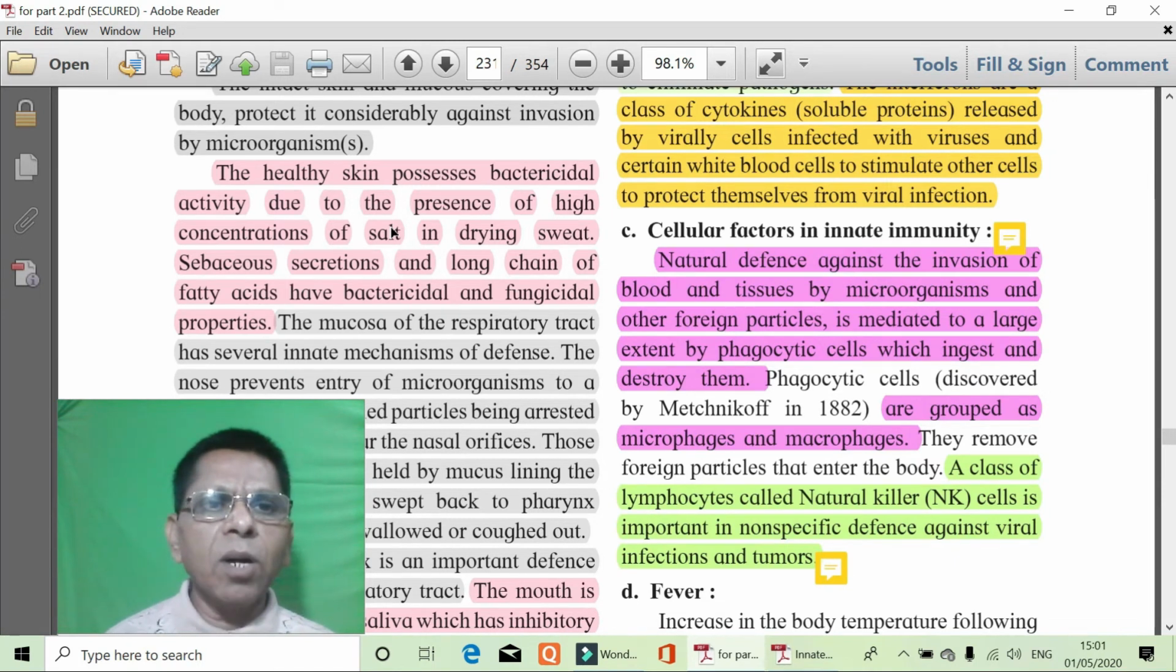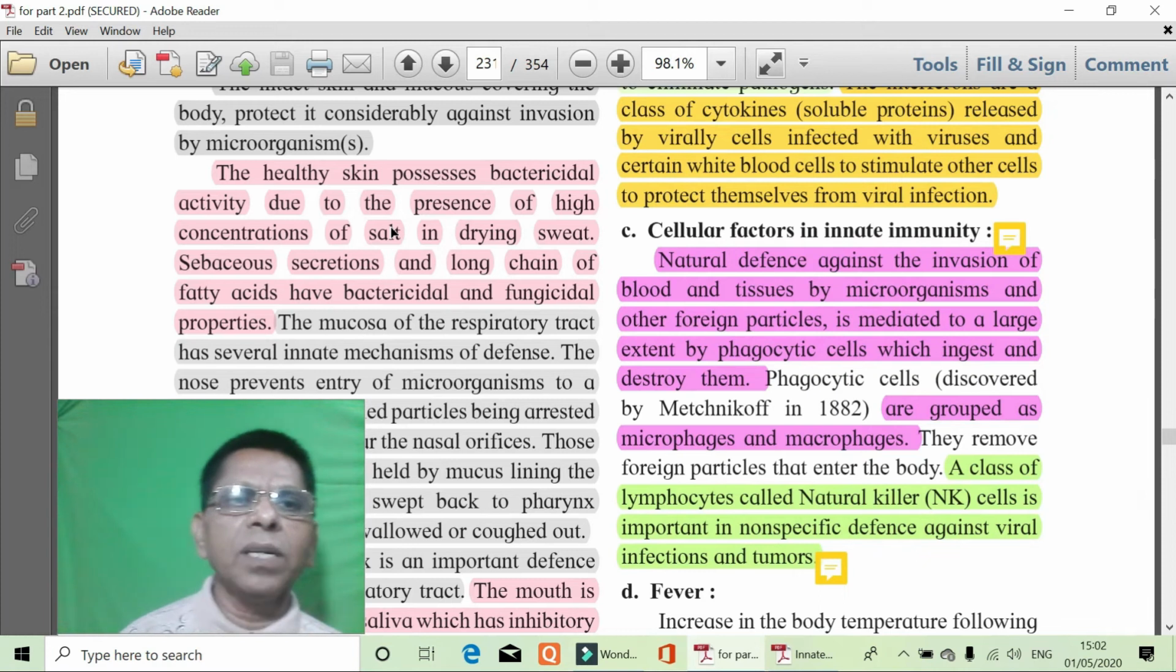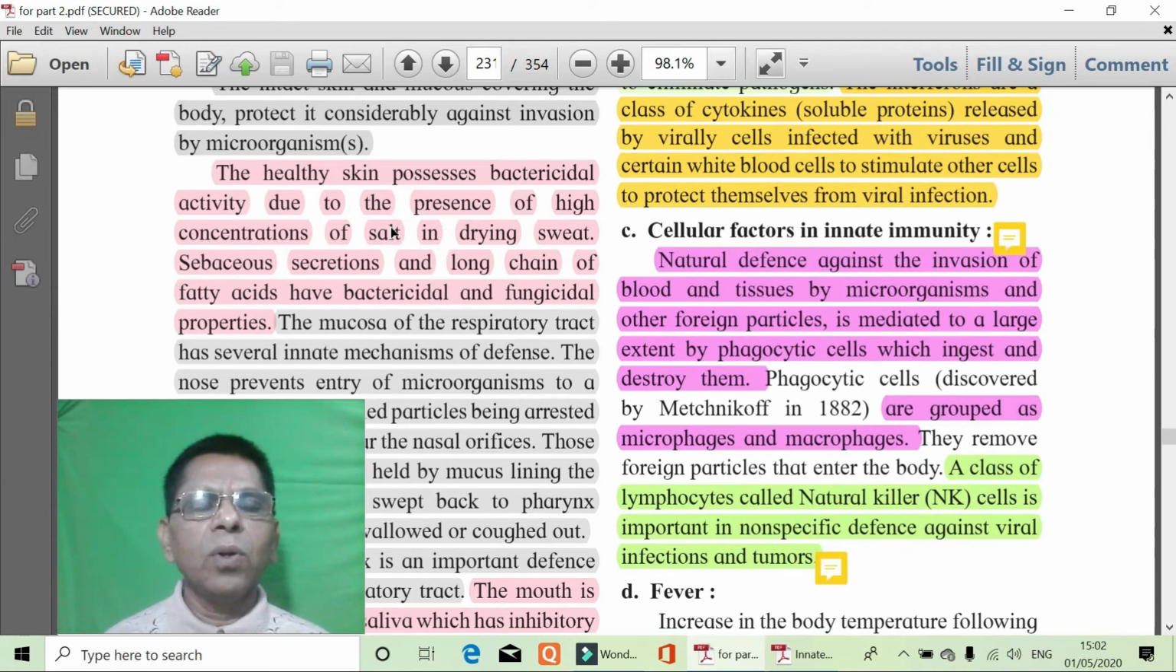So what is the composition of the sweat? The sweat is composed of water, then NaCl, then lactic acid, certain minerals, and urea in traces. Then what is the composition of the sebum? The sebum is composed of glycerol, then fatty acids, then wax, and cholesterol. Now the fatty acids from the sebum and the lactic acid from the sweat play a very important role to maintain the low pH on the surface of the skin, and thereby it avoids the multiplication of microorganisms on the surface of the skin.